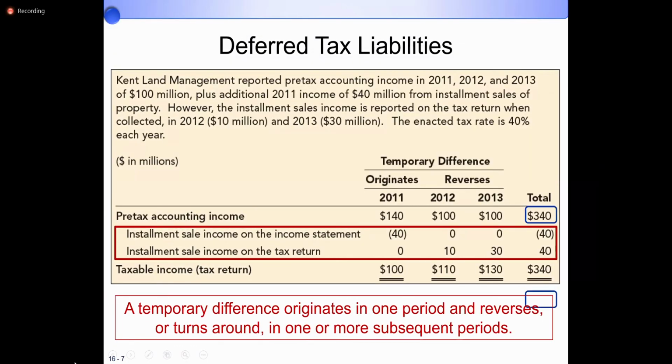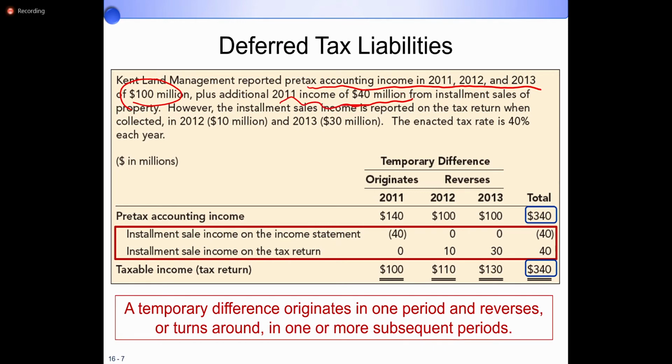Let's move on and talk about this example. Now you can see that this is a real example, so then you can have some sense about this. What is accounting income? Why is the accounting income different from taxable income? This company reports pre-tax accounting income in those 3 years of $100 million each year. There's no difference between accounting and tax, so taxable income is also 100, except we have this. This is the only difference.